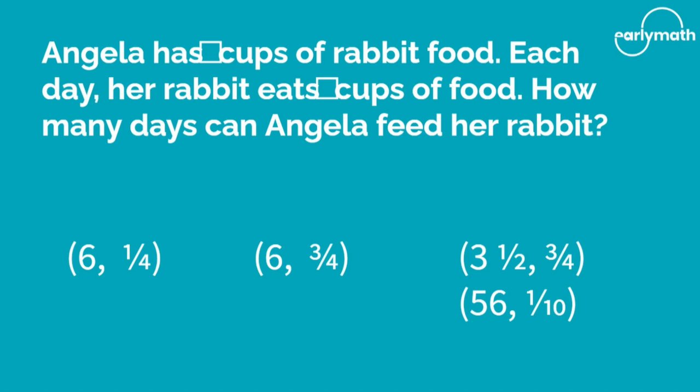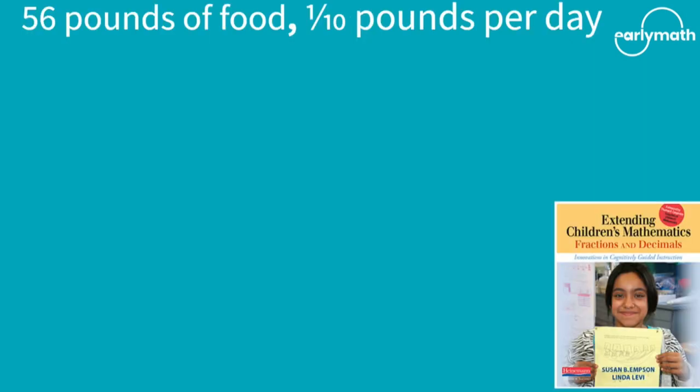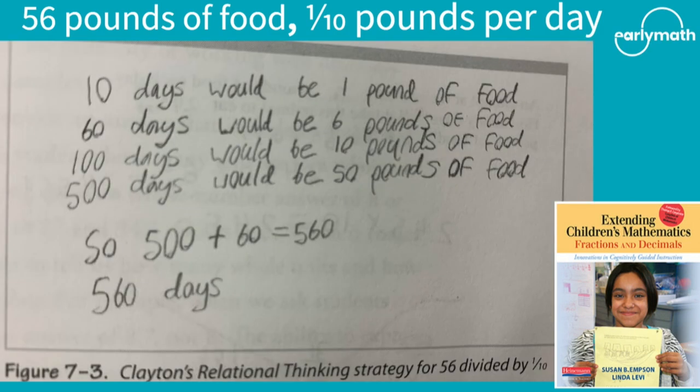10 days. So you can think about, that's just 1 cup of food. And then, 56 cups of food. So I actually want to show you student work for this. So the context is a tiny bit different. It's 56 pounds of food, and it's 1/10 pounds per day. But take a look at how this child solved. And feel free to talk to someone next to you. And this is an example out of your book.